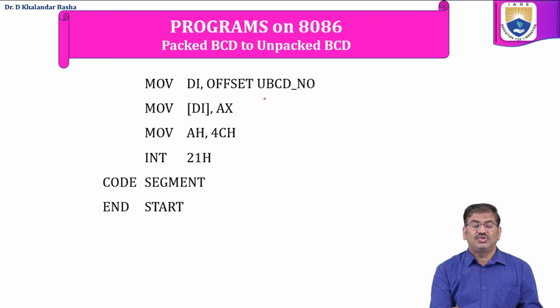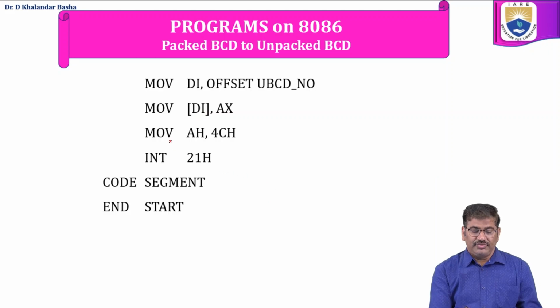Then we will fetch the address of the unpacked BCD number in the data segment by using the offset directive. That offset value will be loaded into the DI register by using the instruction move DI comma offset of unpacked BCD number. Into this memory location, we want to move the contents of unpacked BCD which exist in the AX register by using the instruction move in square braces DI comma AX. So now the AX register contains the unpacked BCD number. This register content will be loaded into the memory location which is pointed by DI.